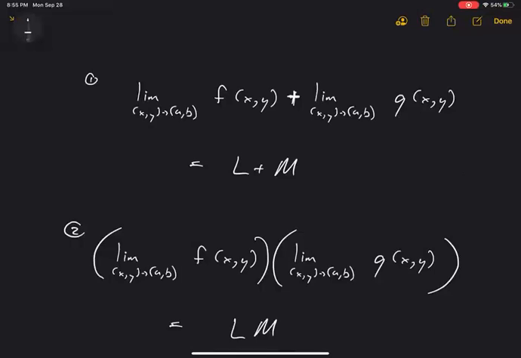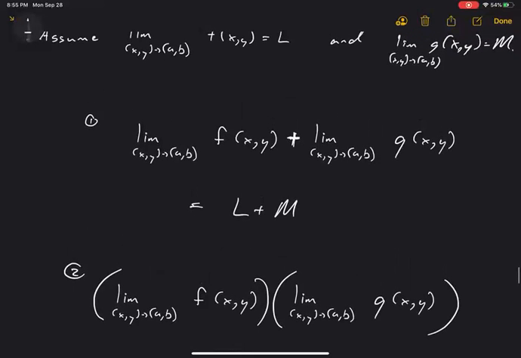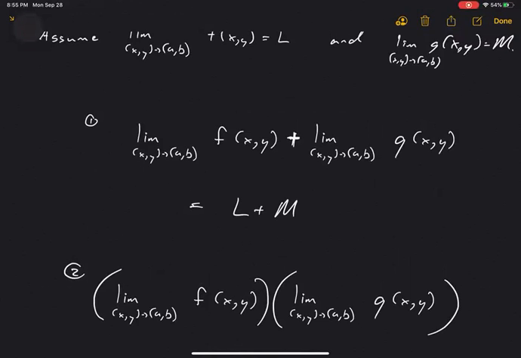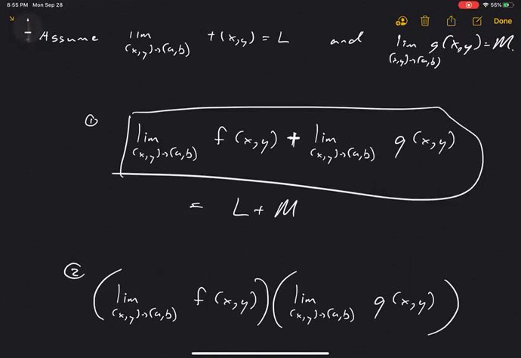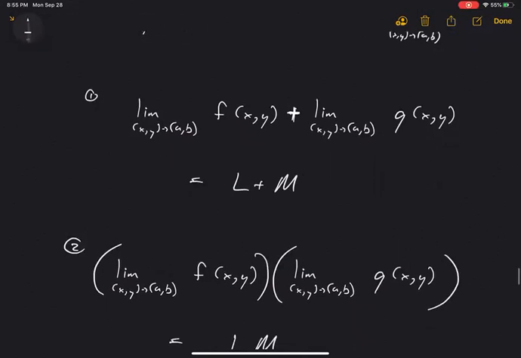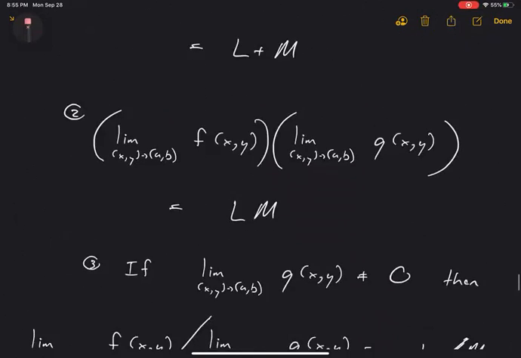Then we have several nice little rules. If I take the limit of the addition of the functions, it's just the sum of the limits. In other words, I can take the limit inside the sum. So that works out as you would expect. Same for multiplication. If I multiply this limit by that limit, the result is just L times m.